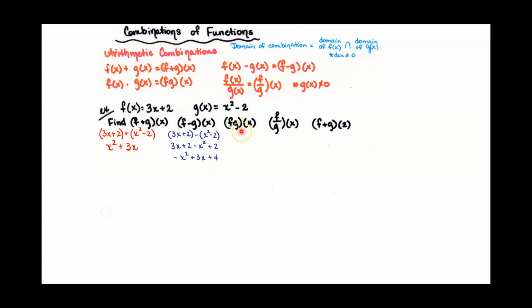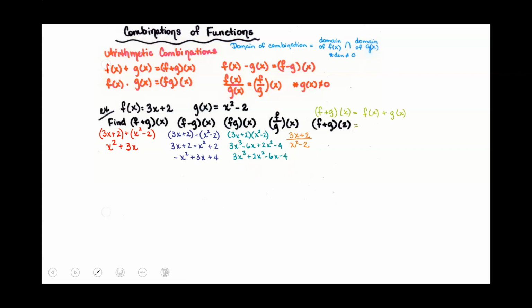All right, if you multiply f of x times g of x, we're going to FOIL those. So if we FOIL that out, 3x times x squared is 3x cubed. 3x times negative 2 is negative 6x. 2 times x squared is 2x squared, and 2 times negative 2 is negative 4. Now, none of those are like terms, but I probably would write them in descending power order, x to the third, x to the second, x to the first, and then the constant term.